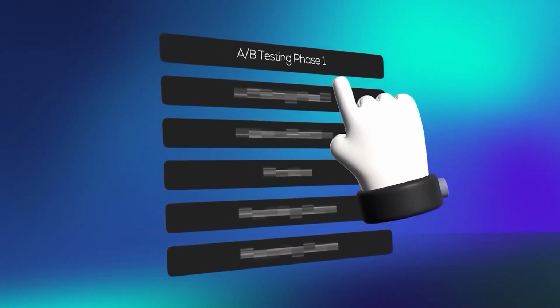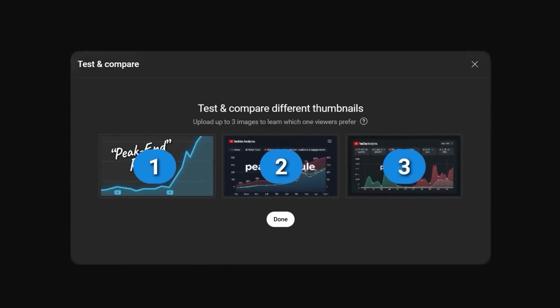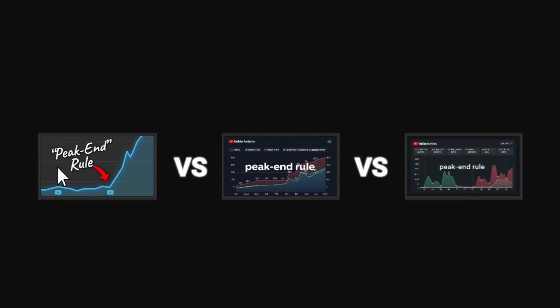So the first thing I want to talk about is split or A/B testing. You've probably heard of it before, but what I wanted to talk about is how I personally go about split testing. And for those who don't know, split testing is essentially where you upload multiple thumbnails or create multiple titles for your video and test them against one another to see which one is the highest performer.